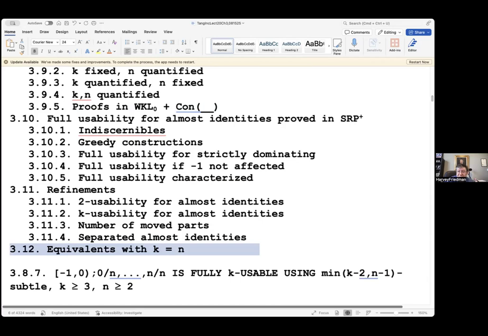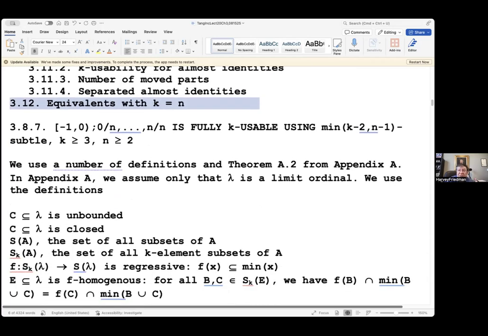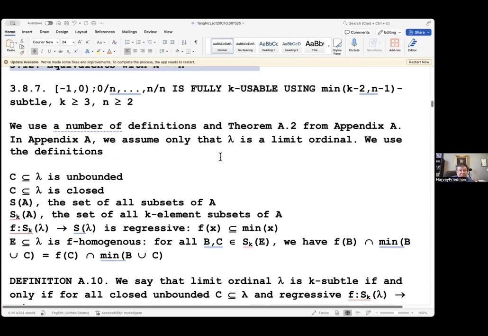Okay, so let's start this. So this is fully k usable. One subtle kicks in at dimension 3 if I have n equals 2. So this is saying that the weakest form of all this is k equals 3, dimension 3, and n equals 2. And then I need one subtle cardinal, or so-called subtle cardinal.